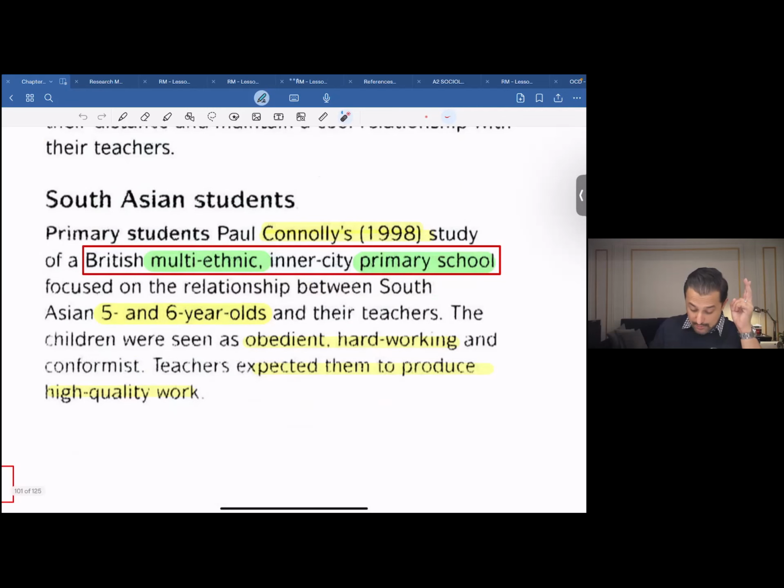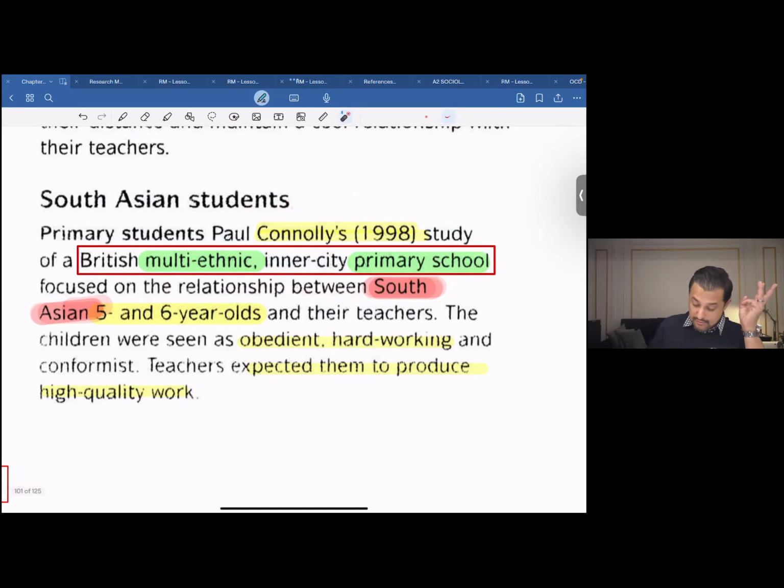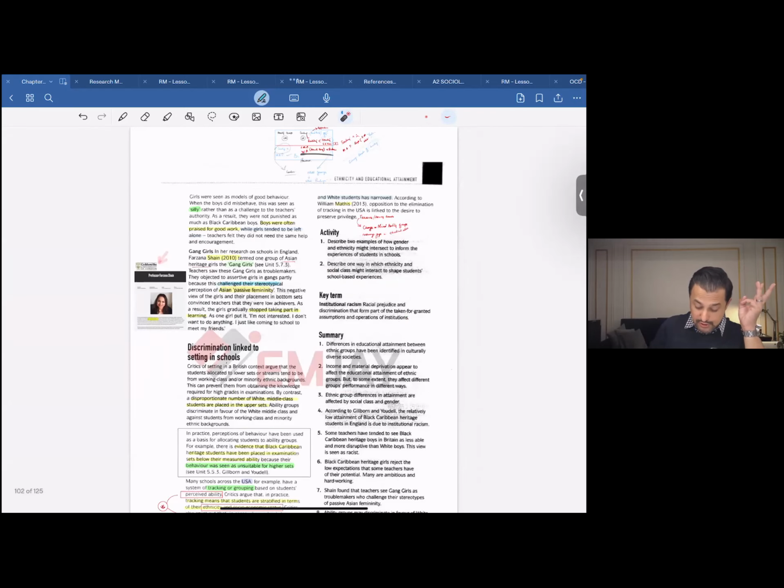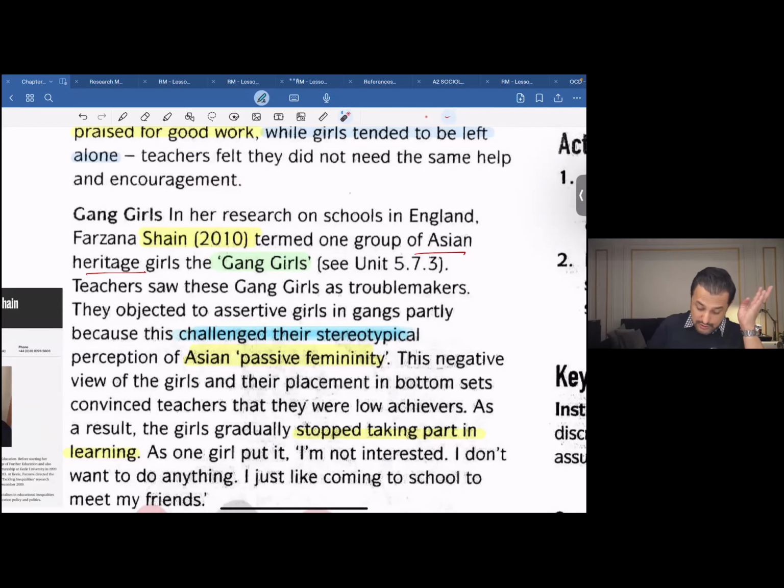followed by the perception that teachers hold about members from South Asian origins. Let me just highlight this for you. South Asian origins. This study, my dear, was conducted by Connolly, right? And moving ahead in continuity to this, we'd speak about Asian heritage girls. The study was conducted by Farzana Shain.